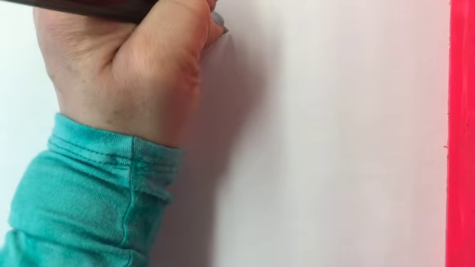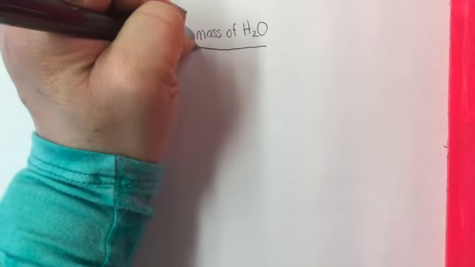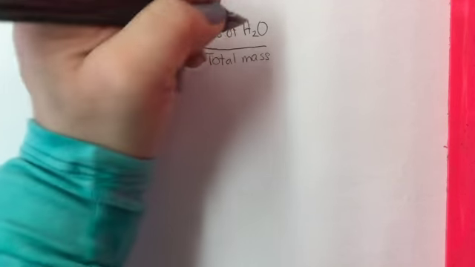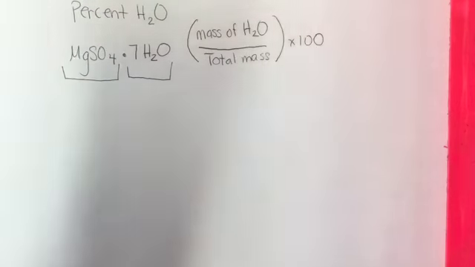It's going to be the mass of the water divided by the total mass, and then that whole thing times 100. That's going to give you the percent water. Again, it's the same thing as percent composition. We're just looking at water as its own thing, like a whole piece, instead of looking at the individual elements. So let's do this.